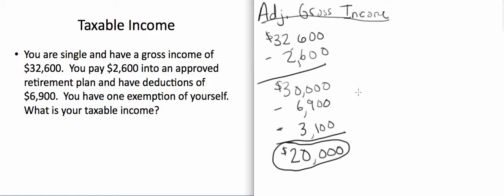So we start off subtracting out all of our values here. In this case, they give us deductions, so that means that's the value for deductions. If they didn't, we'd use those two numbers I gave you at the beginning. And the one exemption is 3,100, so there we go. That's our first example.